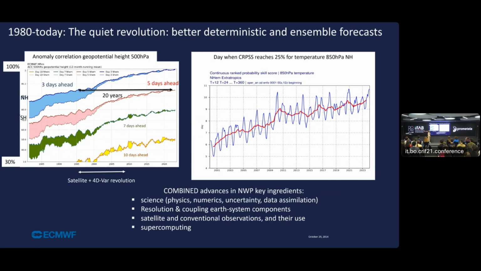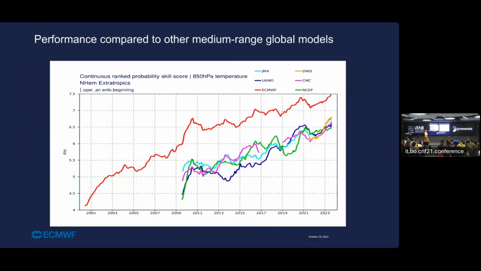Now we have the same curve for the ensemble, where we have different types of score. But what you see as well is that for this one, you progress by more than 1 day per decade. And you can see it's not regular. First, winter and summer are not the same, but also sometimes you have different predictability.